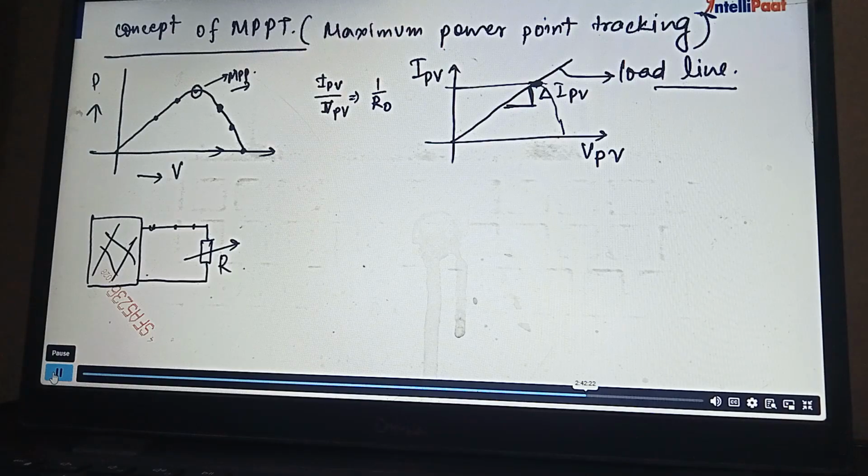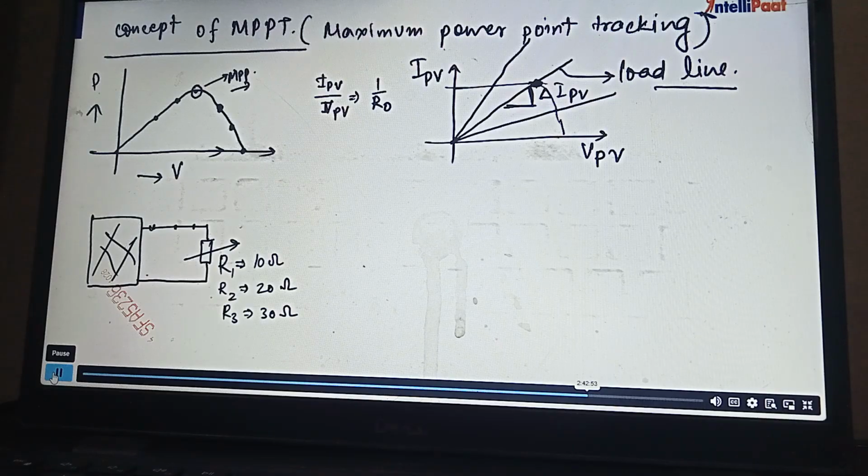Now, if R is variable in nature, the value of R changes as the load changes. Sometimes you have R1 as 10 ohm, R2 as 20 ohm, R3 as 30 ohm. You could have different values of R1, R2 and R3. So sometimes the line may be at this place, sometimes at that place. It is not mandatory that it will always track the MPP. If you are connecting your panel in this way, tracking of the MPP point is very difficult.